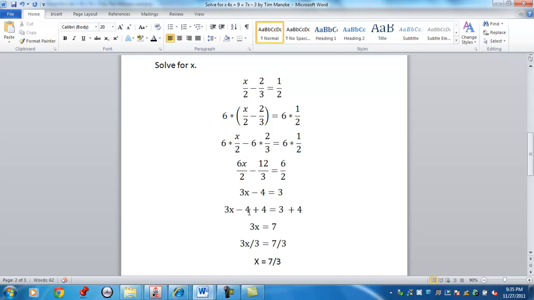Of course, always when you solve for x, you're going to go back and check to make sure that it works out to a correct answer.